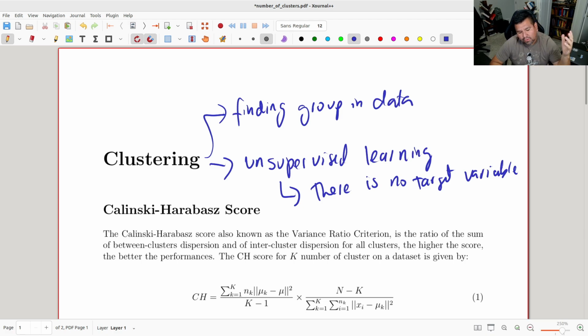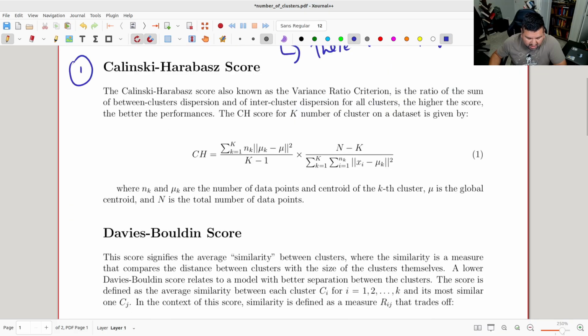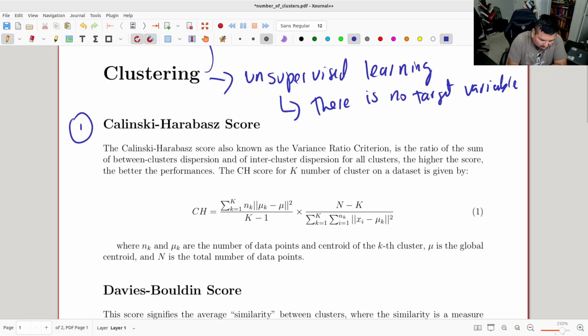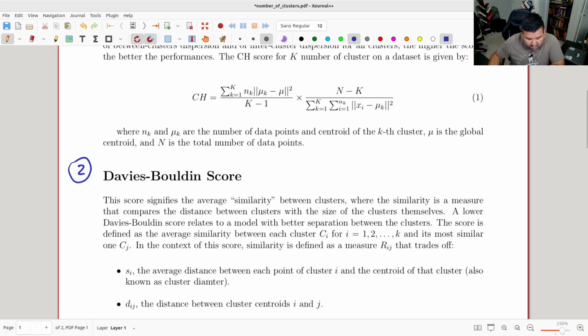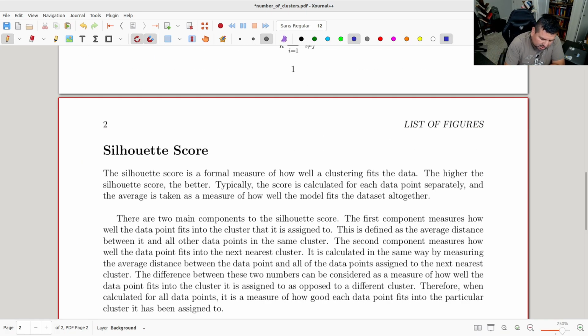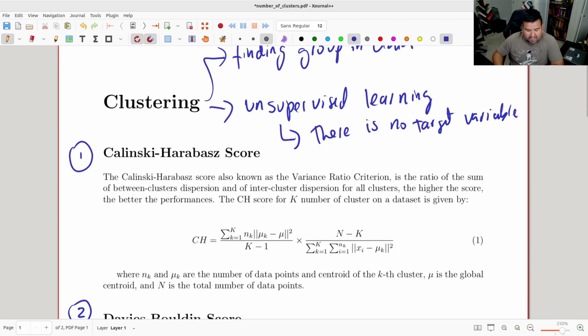So if you have no clue what value you need to consider, here are three standard metrics that you may consider as a way to estimate how many groups you need in your data. The first one is called the Calinski Harabasz score. The second one that we will cover is the Davies Bouldin score, and the last one is the silhouette score. Again, keep in mind that these are only three metrics. There are a few others, but these are standards that I see used by practitioners in different applications. So let's go to the first one, the Calinski Harabasz score.